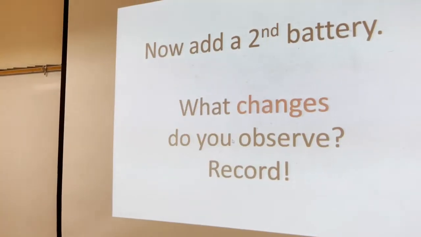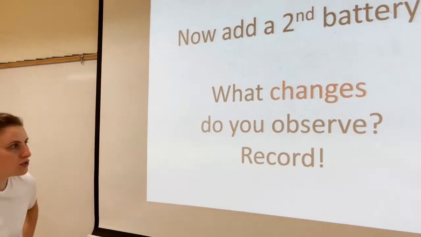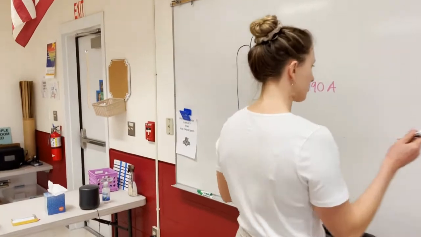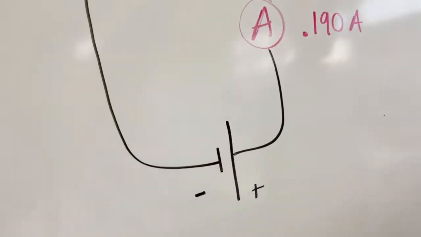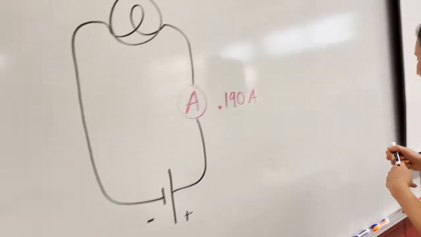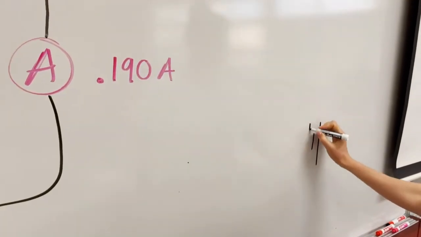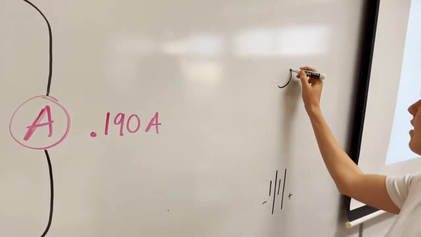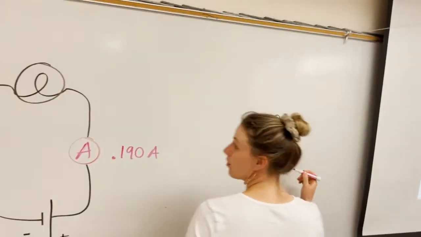All right. So now add a second battery. What changes do you observe? Let's draw a second diagram over here. What would two batteries look like, boys and girls? There's one battery. Somebody left the top off that one. Follow me. So one, two. Two batteries. And then our ammeter's still in the same spot over here.